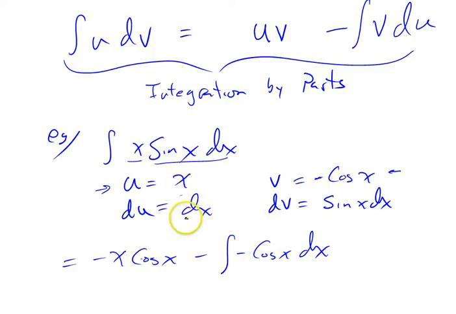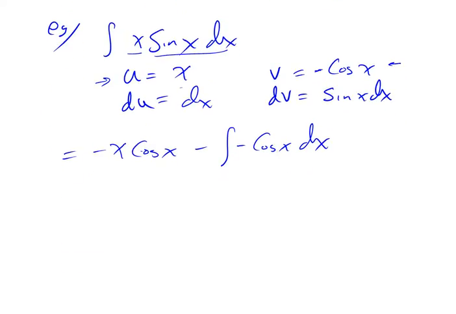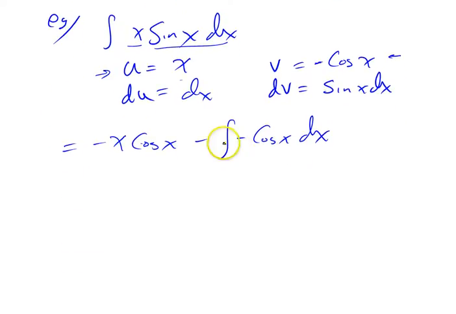The x went away here. And so now I've just got a cosine x. And it's like, I can integrate that. And the minus minus is going to become a plus here. So this is minus x cosine x plus, and the antiderivative of cosine x is positive sine x. Now, I'll throw in the plus c.